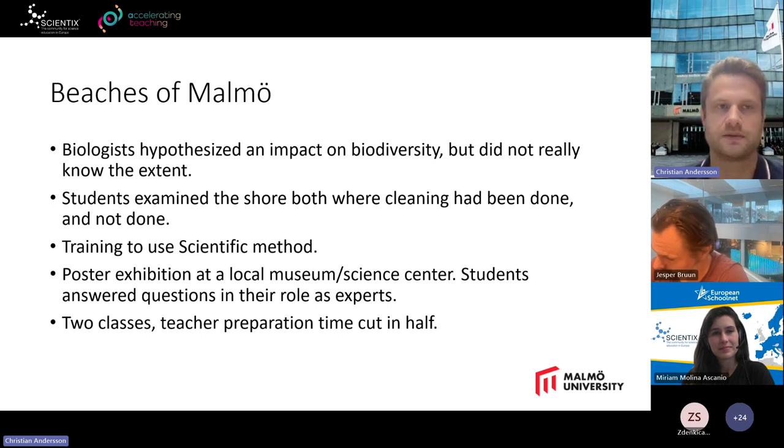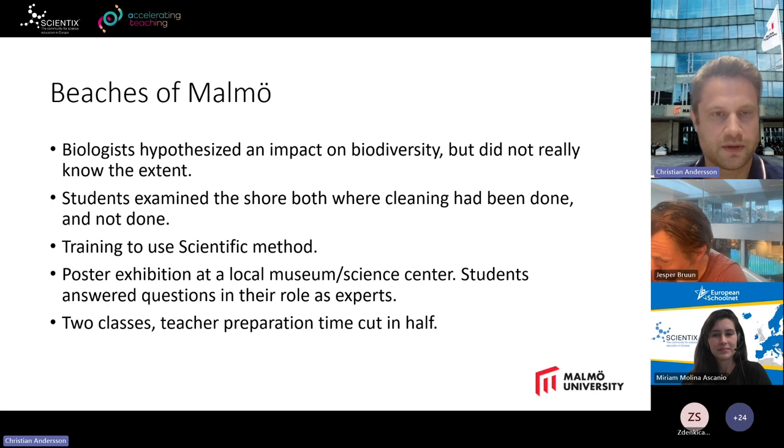So they collected data from the beaches, looking both at the places where cleaning had been done and not done, and compared. And when you compare in science and you have a control and test group, you have to do some statistics in order to see whether or not there is a real difference or if it's just randomness. So they practiced the scientific method during this project.